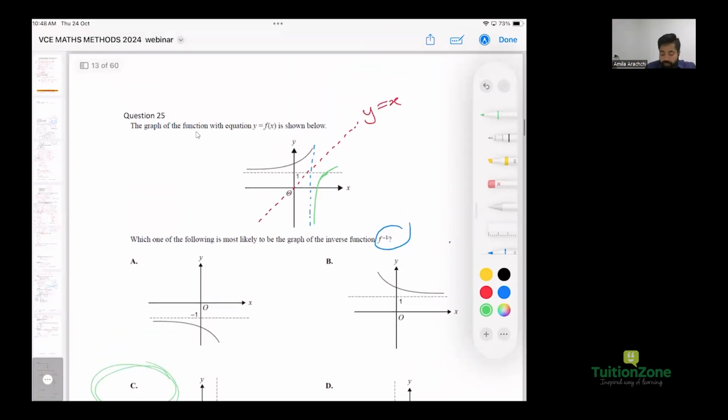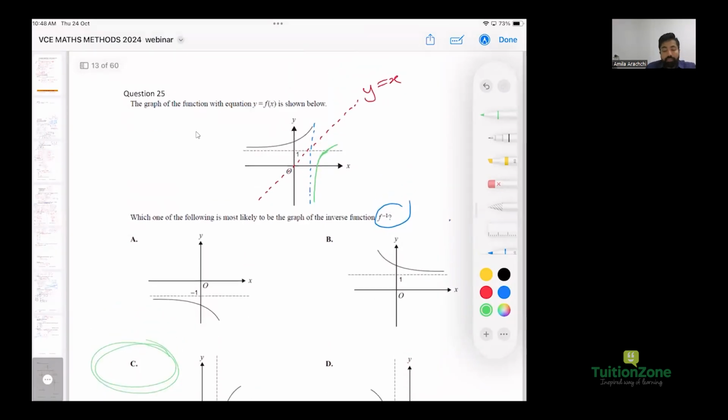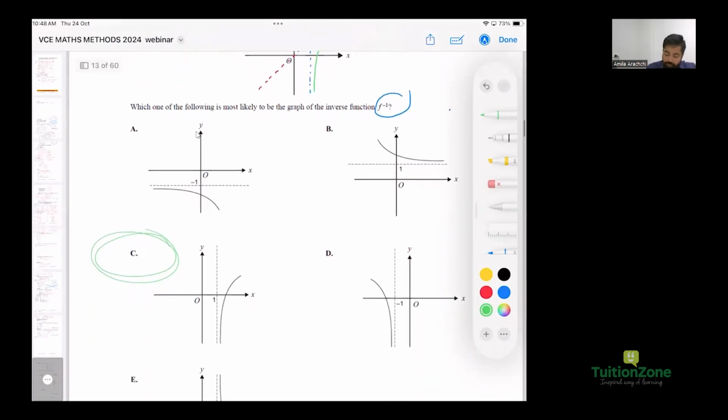By looking at this given graph, what does it look like? This one looks like an exponential, and then this definitely becomes the log graph. So you can do either way. You can think of the log and exponential, or else the generic form, which is reflecting on the y equals x line. Okay. Cool. That's easy.